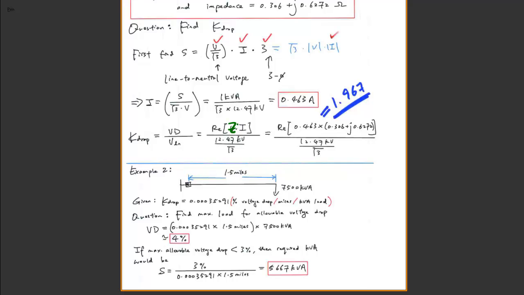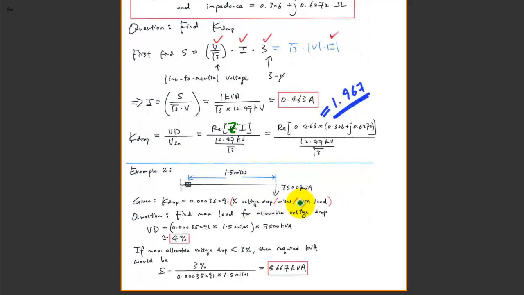I'm going to give you another example related to this K-drop question. In this case, instead of deriving K-drop, a K-drop value is given to you. So the K-drop will be equal to 0.000359291. You have to understand what it means in terms of unit, which is the percentage of voltage drop divided per mile divided by kilowatt load.